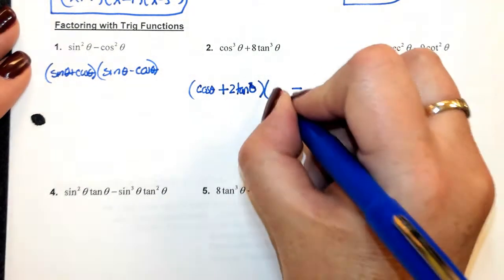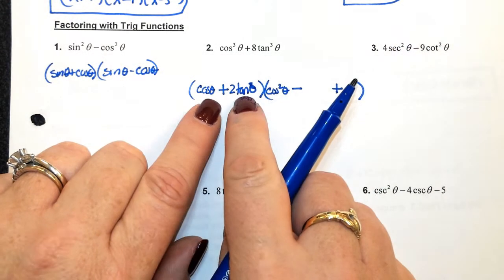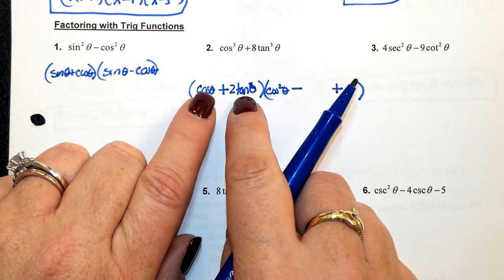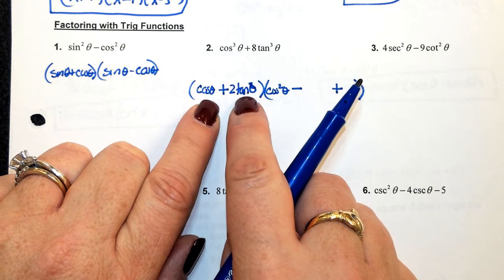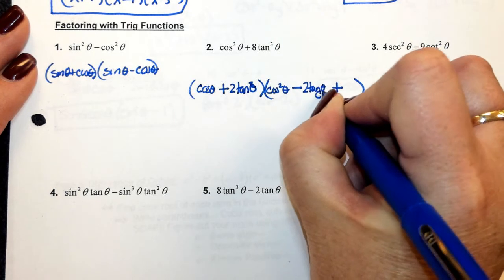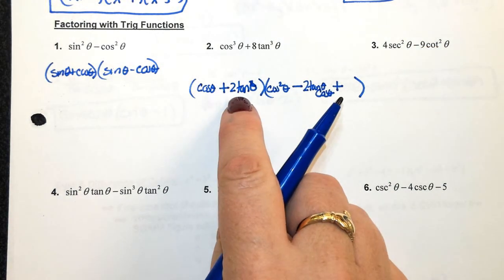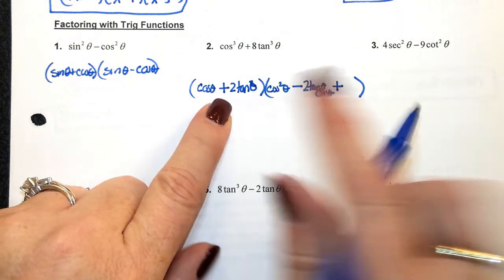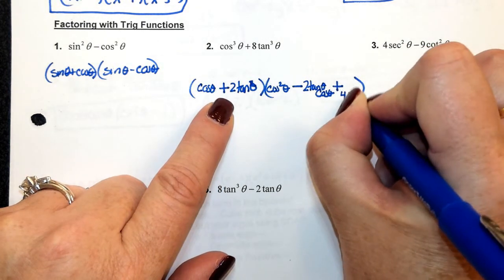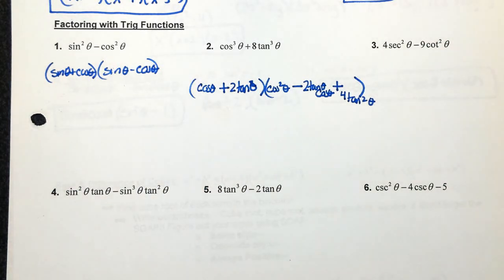Square your first cube root. So that's a cosine squared theta. Product: you have to multiply cosine times 2 tangent theta. So it's going to be 2 tangent theta cosine theta. And then you have to square your last cube root. So 2 squared is 4 times tangent squared theta. Should have made my parentheses bigger. Okay?